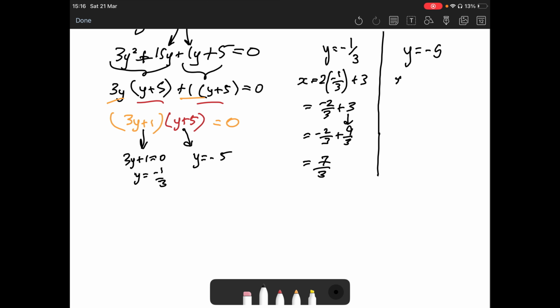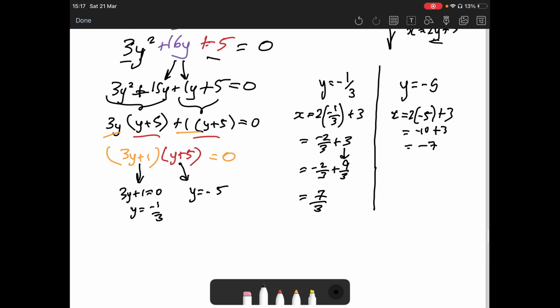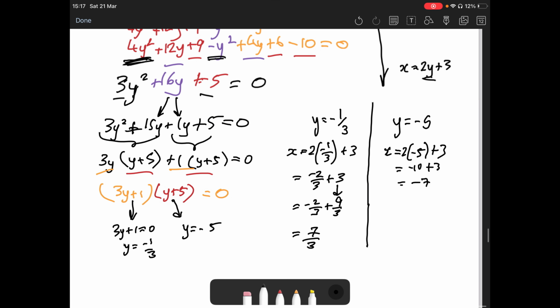And the other one's a bit easier. So again, same formula. X is 2 lots of y. So 2 lots of negative 5, add 3, minus 10 of 3 is negative 7. So we've got a pair of solutions. We've got either x is 7/3 when y is negative 1/3, or x is negative 7 when y is negative 5.